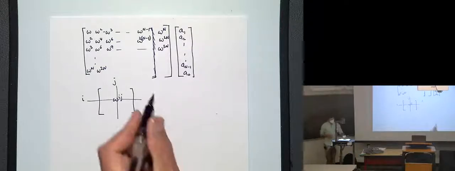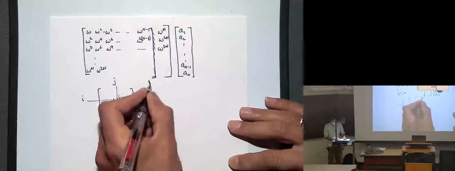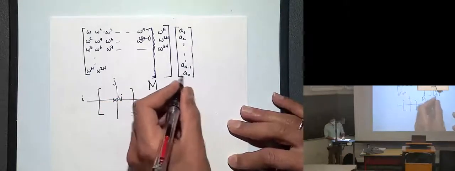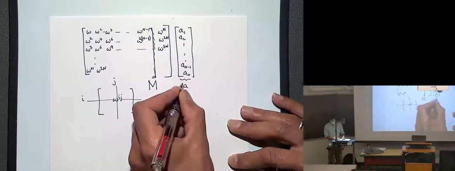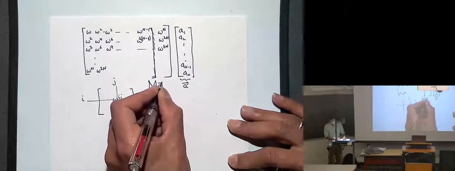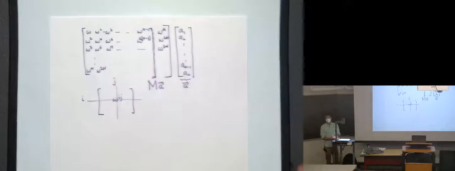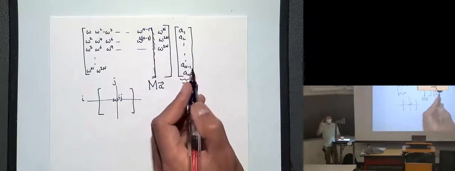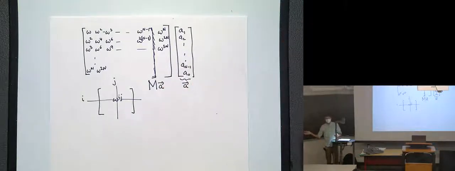So this matrix M, I can refer to this as the vector A. What we want to compute is M times A. So the input is size N, the output is size N, but the intermediate computations look like they're N squared. And so the cleverness is in how you do the intermediate computations more efficiently.